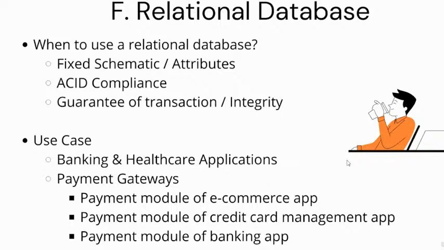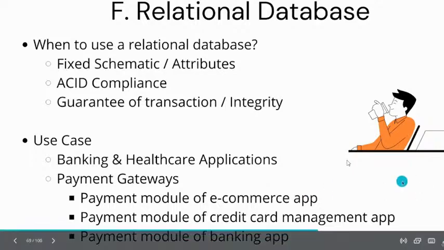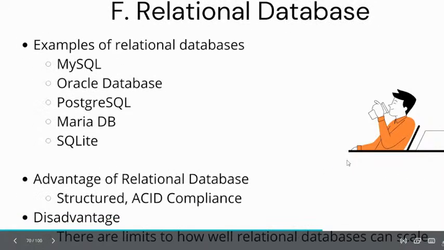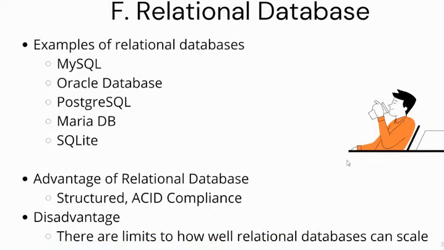With that being said, now let's take a look at the next slide. Some of the examples of relational databases are as follows. You have MySQL database, Oracle database, PostgreSQL database, MariaDB, and SQLite. They are all relational databases. They all provide these two properties. They allow you to structure your data, they provide a guarantee of transactions, and they provide you with ACID compliance. That's the advantage of using a relational database.